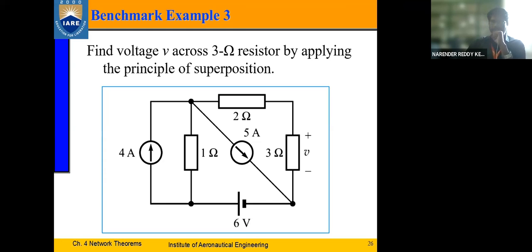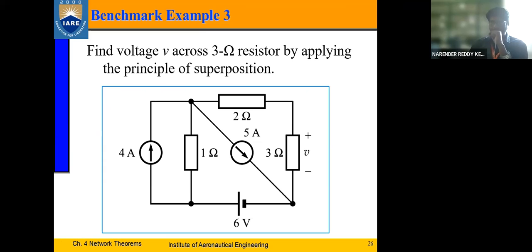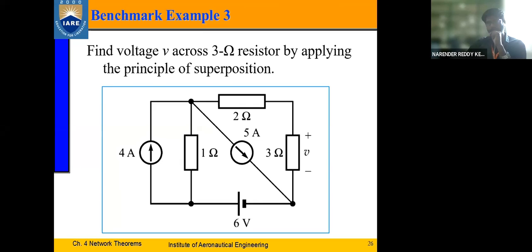That's it, right? So what should be done in step one? What is the first thing to do in the superposition theorem? We need to first identify what sources we have, right? So how many sources do we have in the circuit now? 3. What are they? 2 current sources and 1 voltage source. Let us consider this 4 amps as source 1, 5 amps as source 2, and 6 volts as source 3.